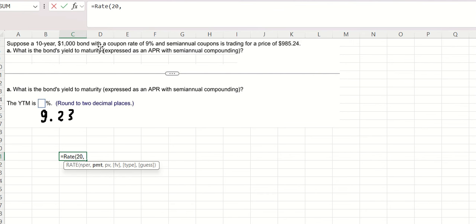For the payment, we have 1,000 multiplied by 9% divided by 2, because this is semi-annual, and that is 45. The next one is the present value, and that is this number in here. But we need to put the negative sign.